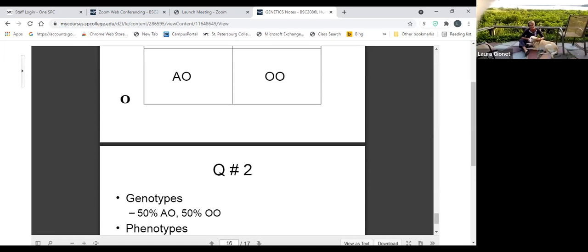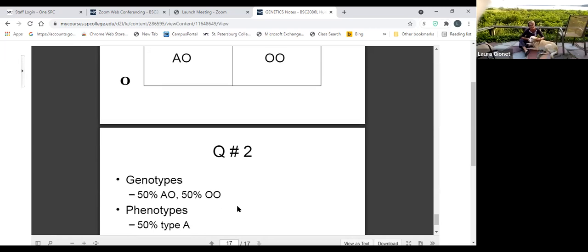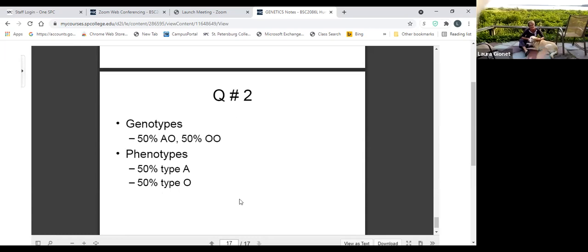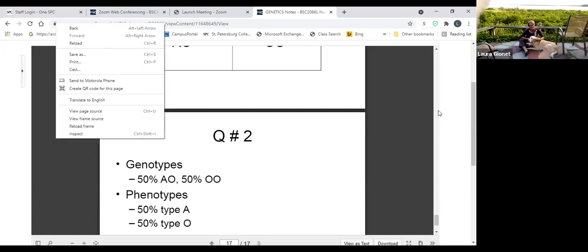So we have the genotype is 50% AO, heterozygous A, and 50% for blood type O. The phenotype is, look, you are either blood type A, B, AB, or O. So 50% will be blood type A, 50% will be blood type O. All right, and that's the last of the examples here in the notes.